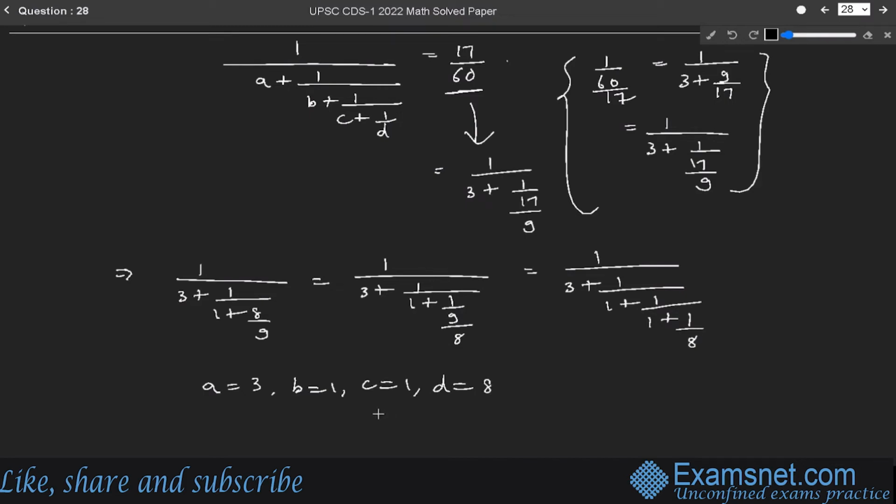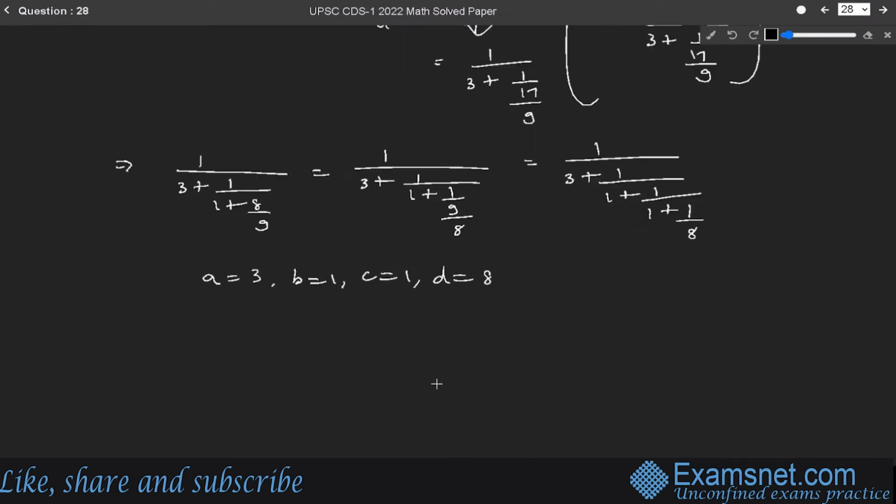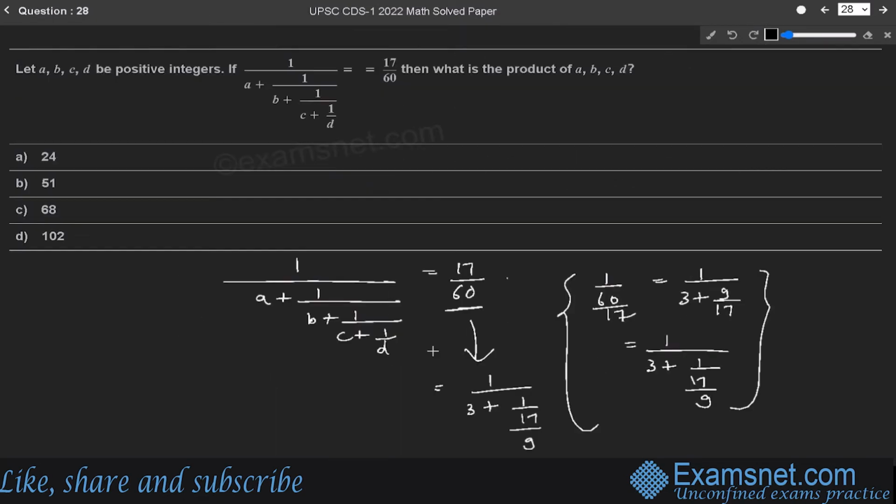Now we have to find the value for A into B into C into D, means we have to find the product. So A into B into C into D will be 3 into 1 into 1 into 8, which is equal to 24. So we can say that the product of A, B, C, D is 24. So the correct option for this question is option number A, which is 24.